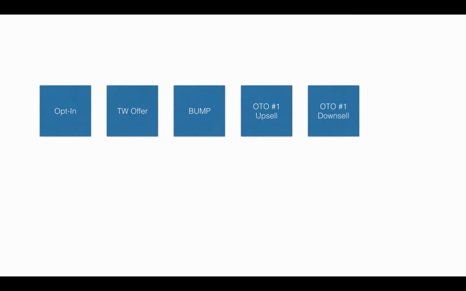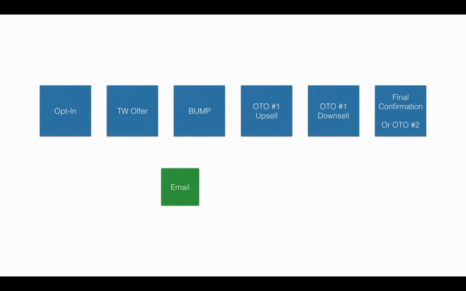From there, let's say they don't take the upsell, you offer them a payment plan or whatever it is that you have to downsell them. That's something you come up with in your strategy session. Let's say they either take the upsell or they don't, whatever the case may be, you're going to send them to a final confirmation page, or if you're really feeling dicey, you could send them to an OTO number 2 and try and upsell a second product.